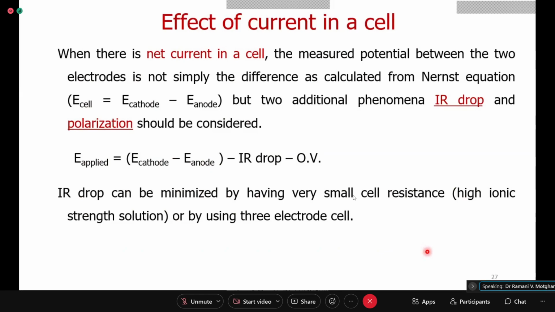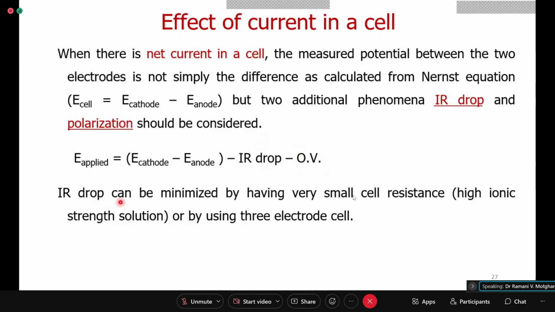Now, if there is a current in a cell, then there will be an IR drop. So when there is net current in the cell, the measured potential between the two electrodes is not simply the difference as calculated from the Nernst equation, E cell equal to E cathode minus E anode, but two additional phenomena are considered. One is IR drop, termed the ohmic drop, and the other is polarization. Now, this part is very much useful for chemical engineering and metallurgical engineering students. So E applied is equal to E cathode minus E anode minus the ohmic potential or the IR drop minus the overvoltage.